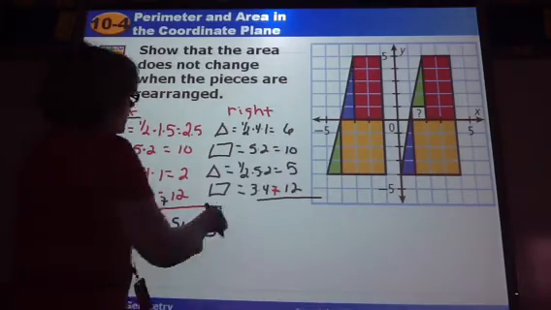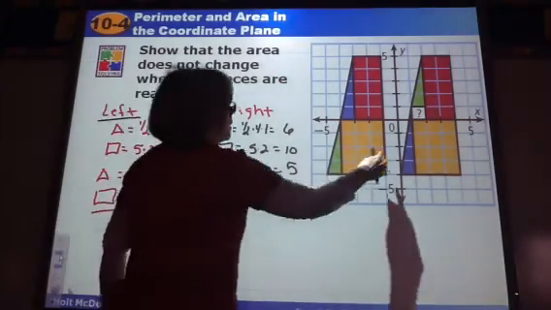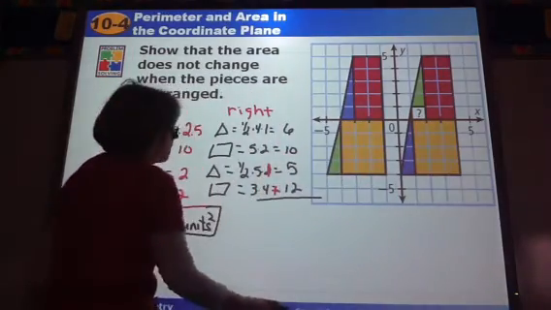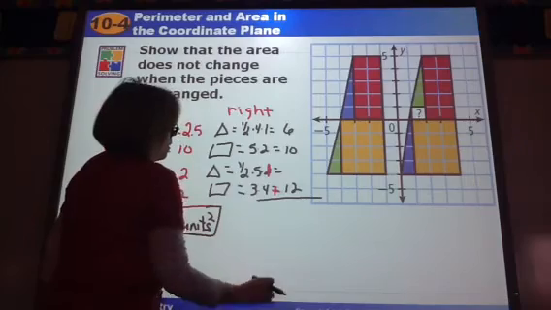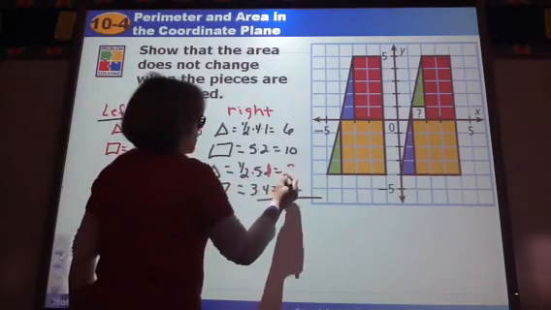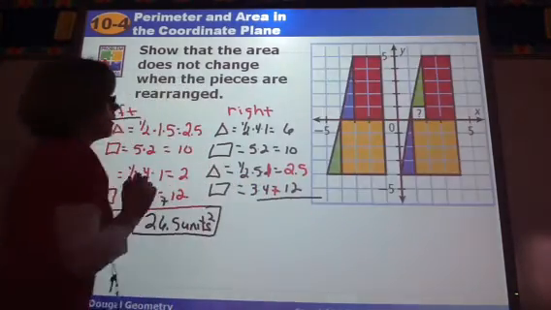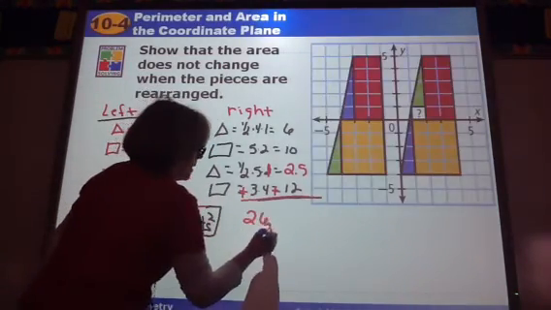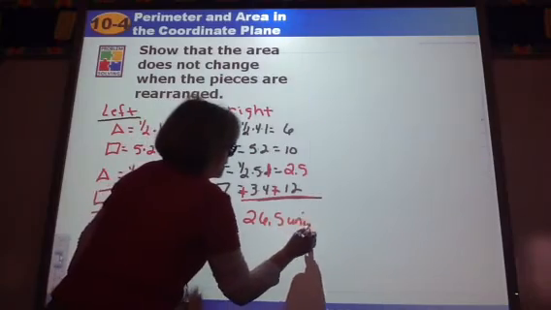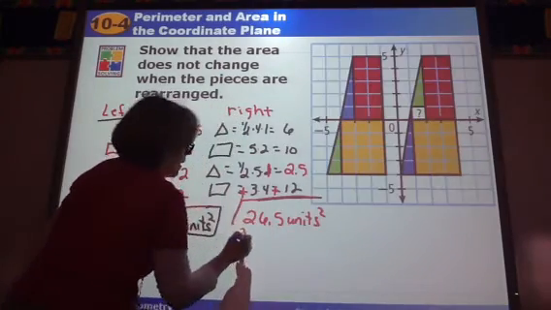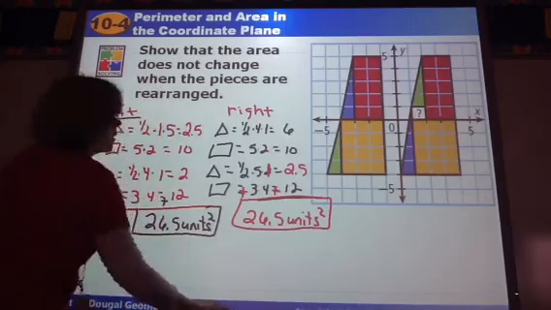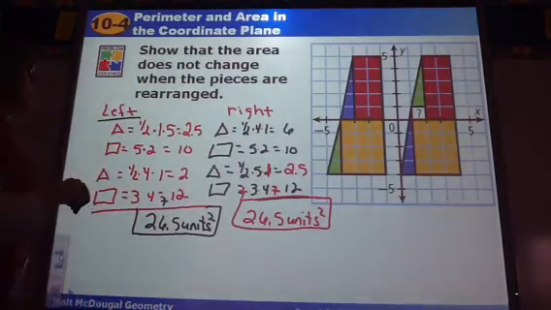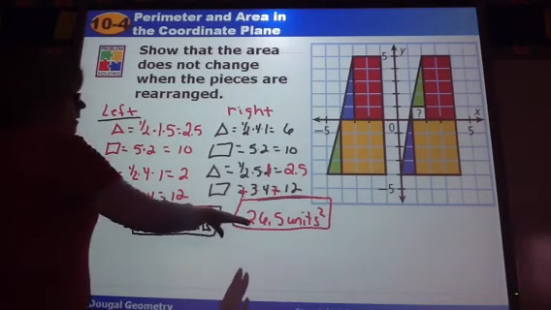And I've done something wrong. Let's go back to this triangle right here. This is 1, 2, 3, 4, 5, and 1. This should be 1, not 2. So 1/2 of 5, 2.5, there's 2.5. There's my error. Okay, when we add these up, guys, we get 26.5 square units. So if you start with the same number of polygons with the same area and you move them around, you're going to end up with the same area.